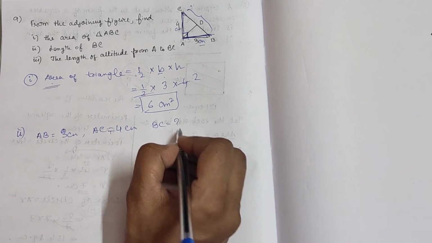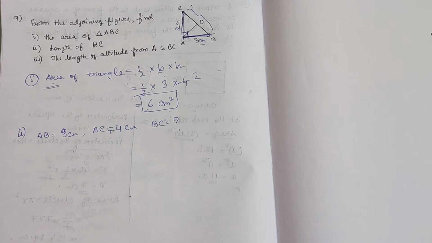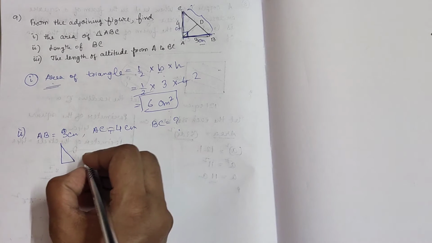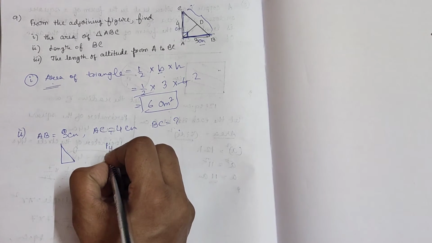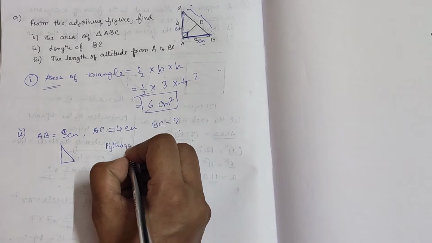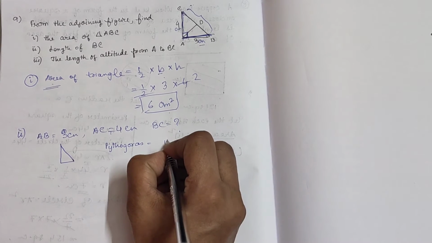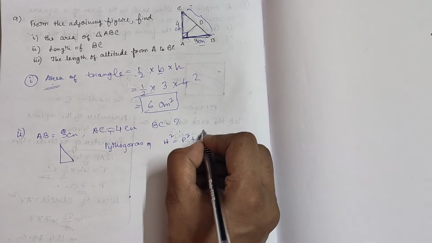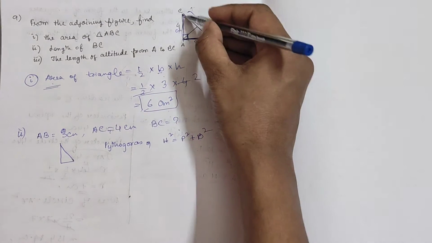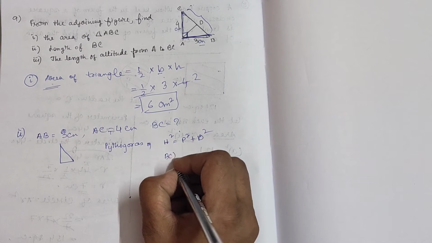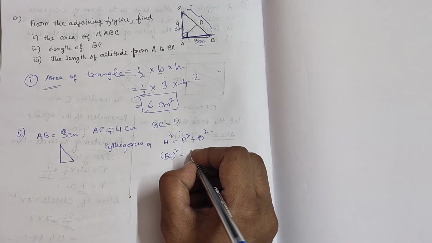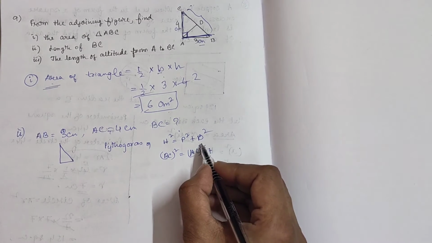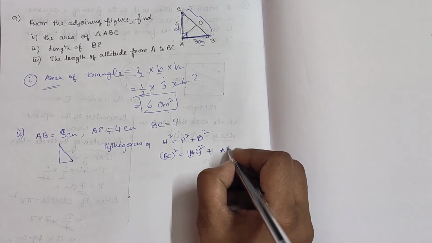Only BC is unknown. In a right angle triangle, according to the Pythagoras theorem, what do we know? That hypotenuse square equal to perpendicular square plus base square. So hypotenuse is BC, which is missing. Perpendicular is AC whole square, which is already given the value. Base is AB whole square.